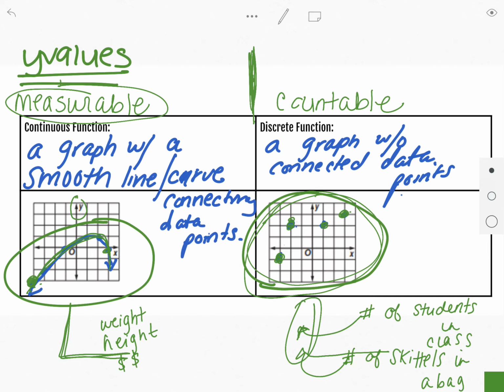One more time. Continuous, smooth line. Discrete, not a smooth line. Continuous, you can measure. Discrete, you're counting.